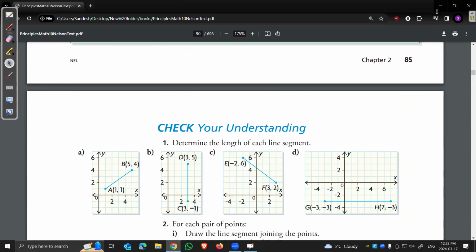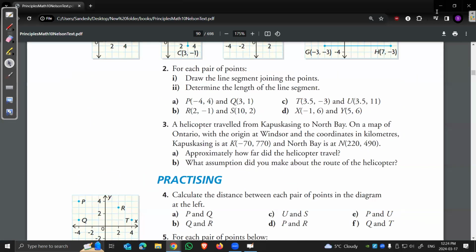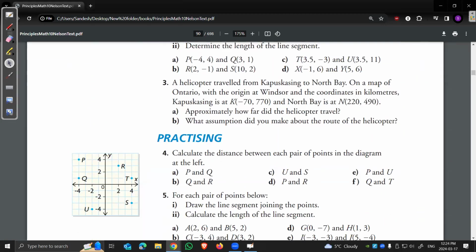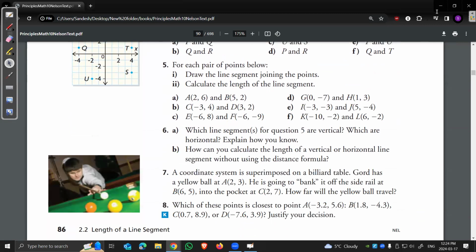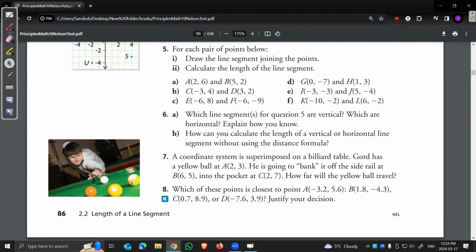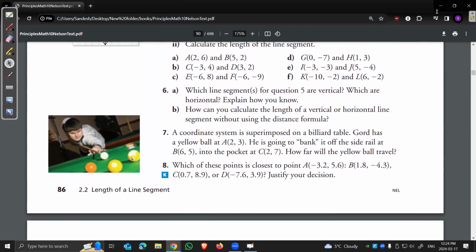Let's remember distance is perpendicular. And then we're not going to do most of these questions. It's just straight up the formula. We'll briefly talk about question 8. We're not going to do it because you'll see why.